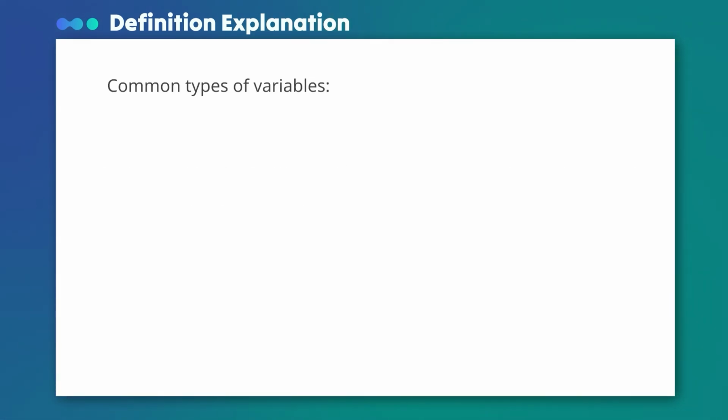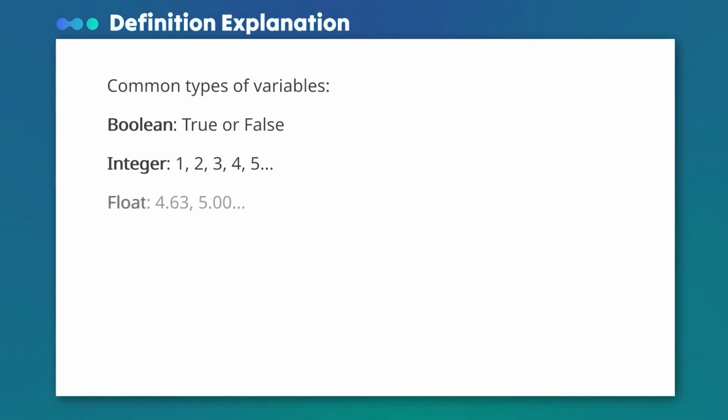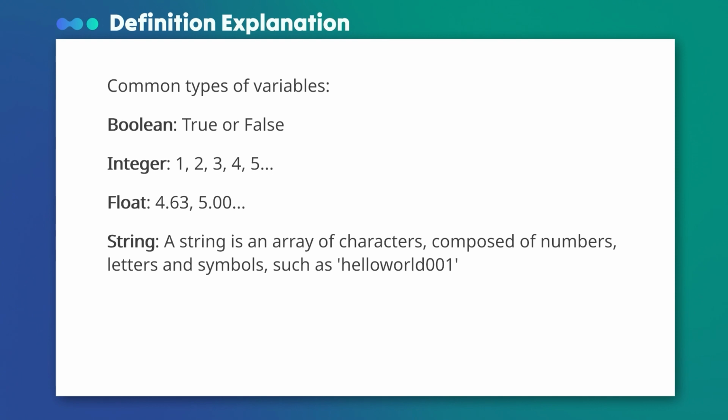When setting a new variable, we need to declare the variable type, which decides the type of data it can store. Common variable types include Boolean, true or false; integer, 1, 2, 3, 4, 5, and other integer numbers; float, such as 4.63, 5.00; string. A string is an array of characters composed of numbers, letters, and symbols. Text that we see in the games are the type of string.